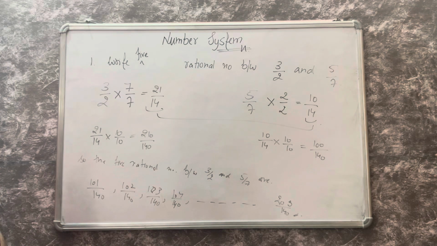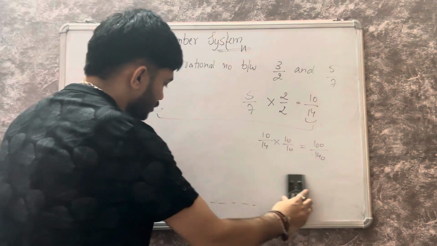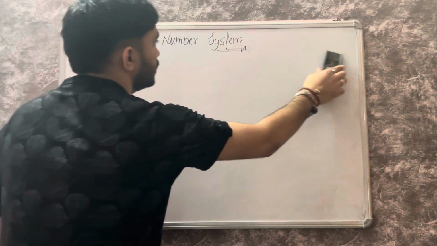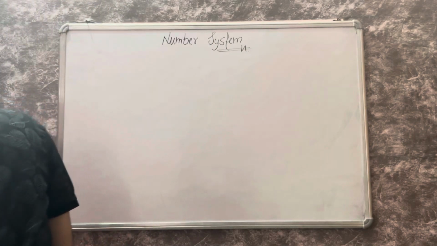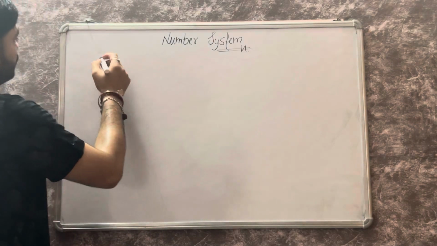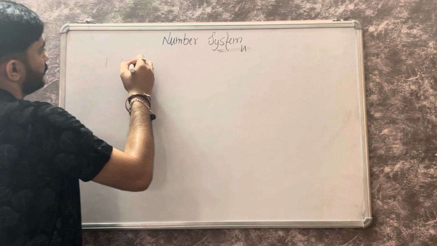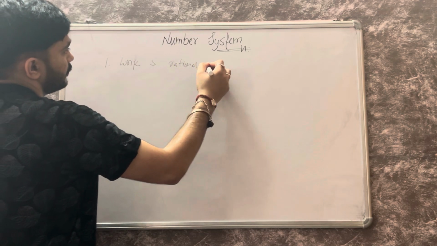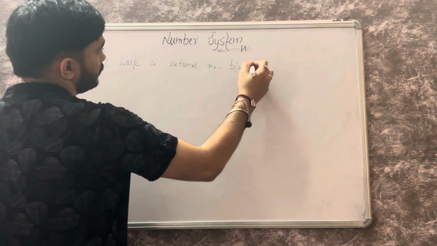Any doubt? Based on this, I am going to give you some homework so that you have a better perspective of the questions that we have done in today's class. The homework: write 5 rational numbers between 0 and 1.